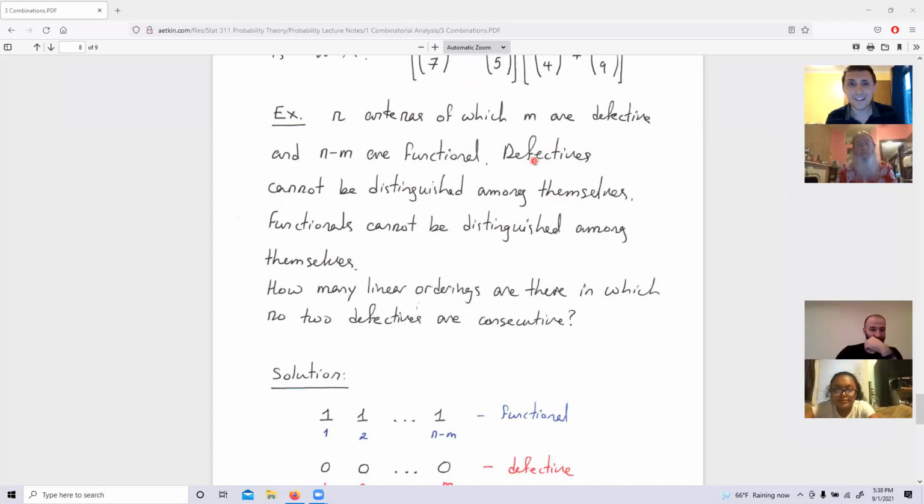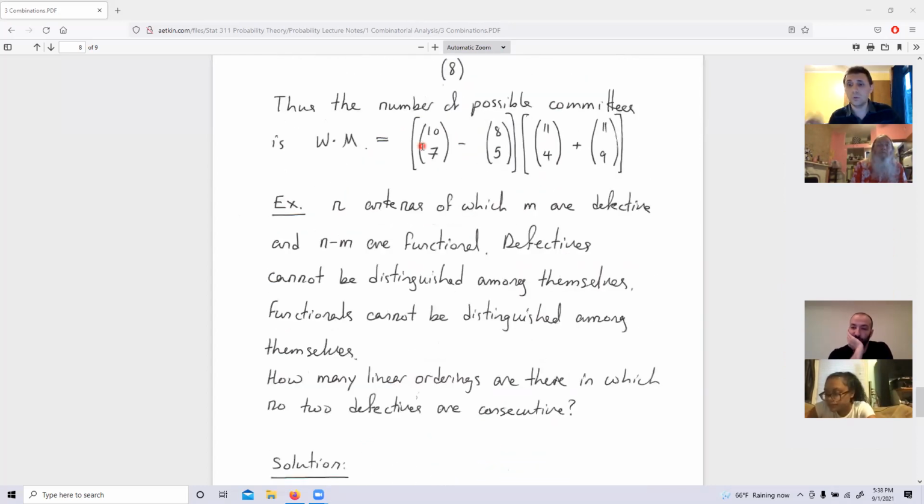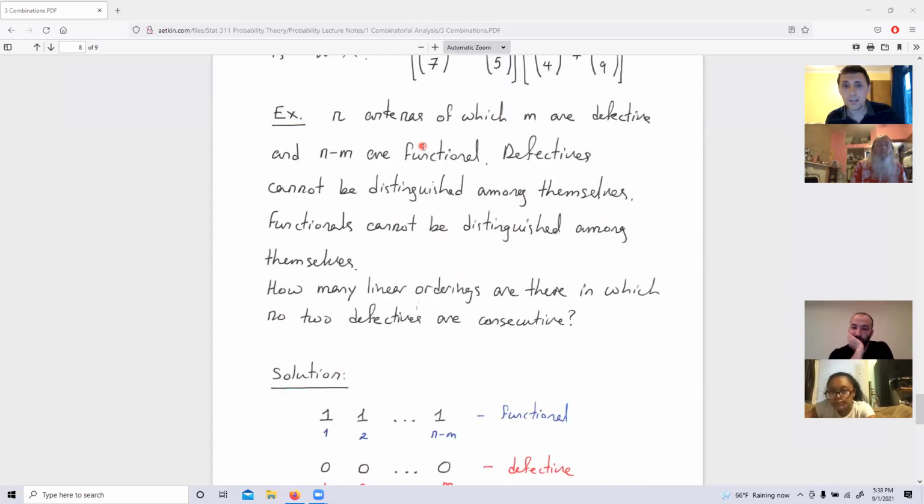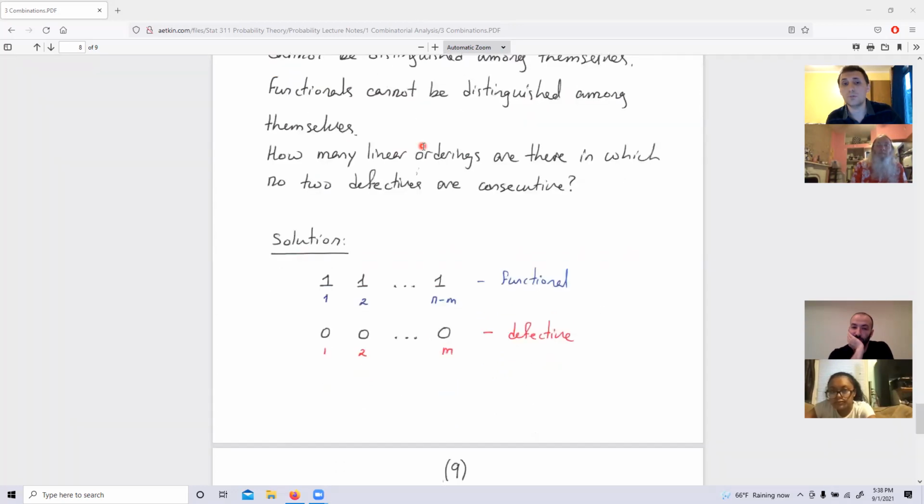So you have n antennas, of which m are defective and n minus m are functional. Defective antennas will be indistinguishable from one another, and active antennas are indistinguishable from one another. The system functions as long as no two defectives are next to each other. You understand? So here is how you might solve this problem.